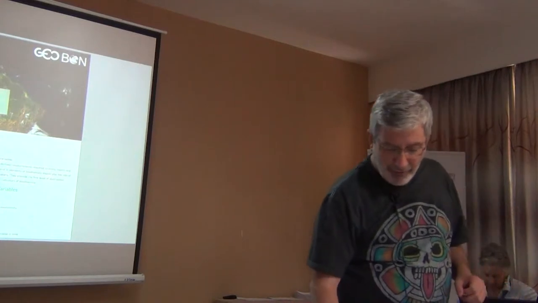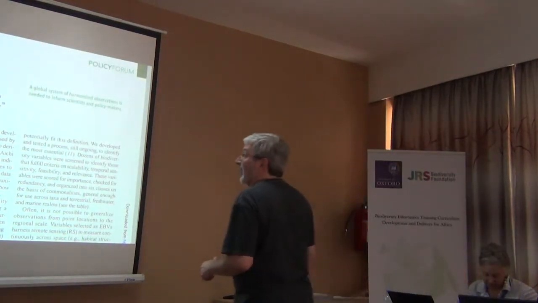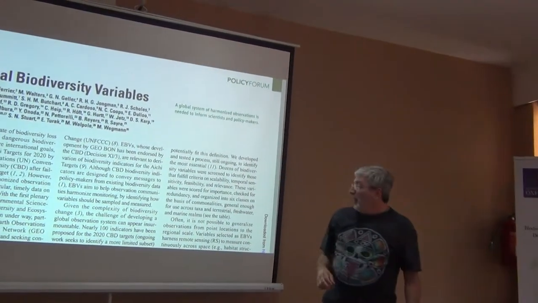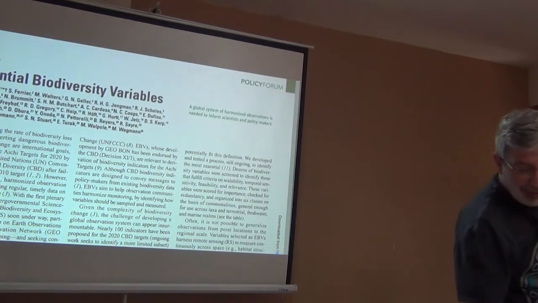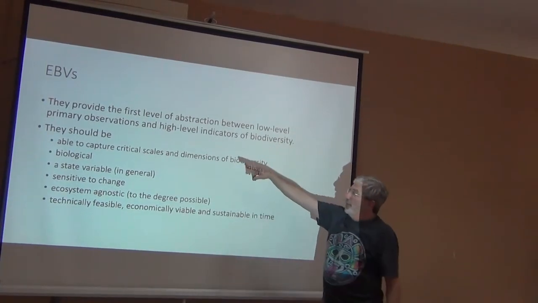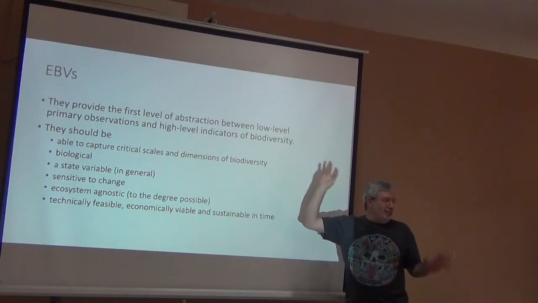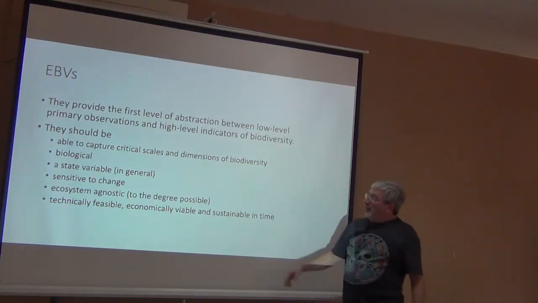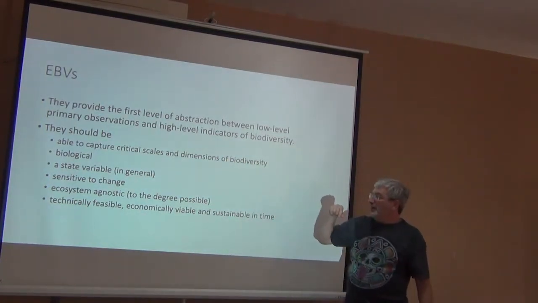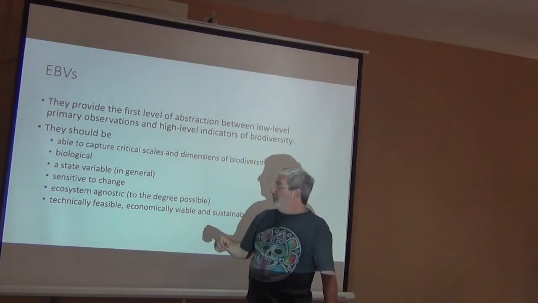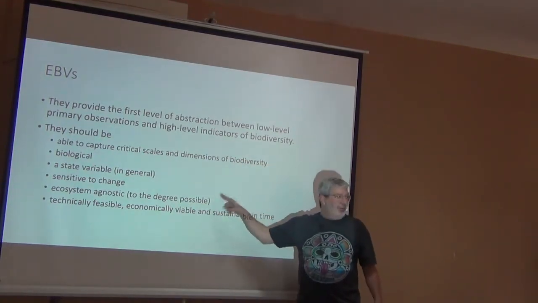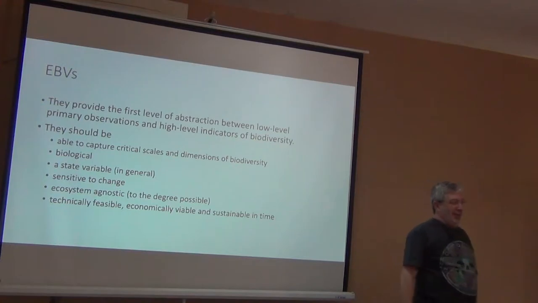So out of the GEOBON effort came this paper in Science, led by Pereira, Essential Biodiversity Variables. Essentially what they're saying is, I already told you, the first level of abstraction between primary observations and more important, broader things. They should be able to capture critical scales and dimensions of biodiversity. They should be biological. They should be a state variable. They should be sensitive to change. This is an interesting one. They should be ecosystem agnostic.